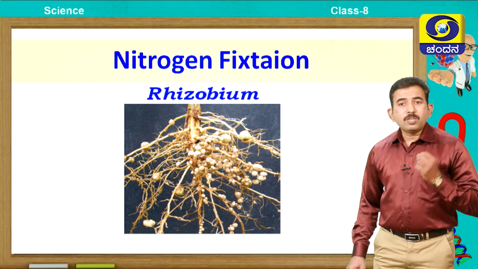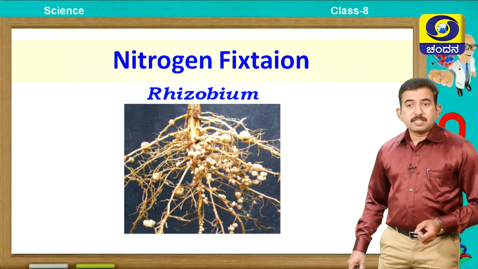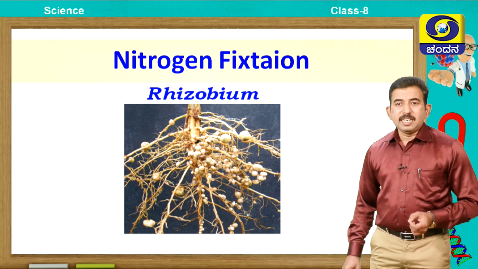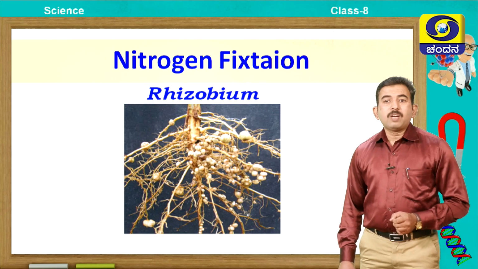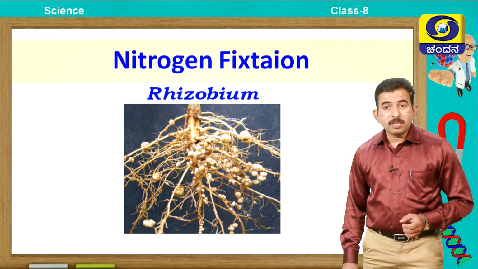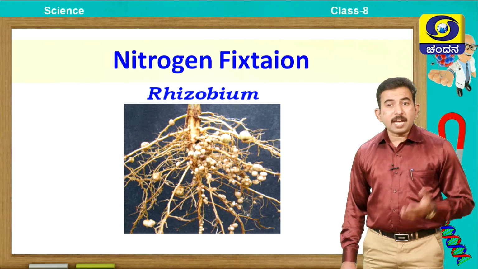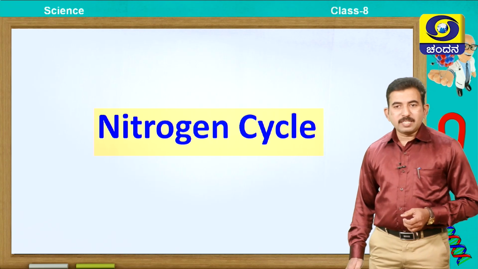Students, at the last, let us discuss one more very important use of microorganisms, that is nitrogen fixation. You have studied in earlier classes Rhizobium bacteria. These bacteria are found in the root nodules of leguminous plants, and they fix the atmospheric nitrogen which plants cannot take directly from the environment. Now let us study about the nitrogen cycle.